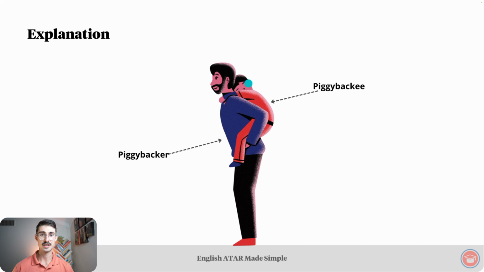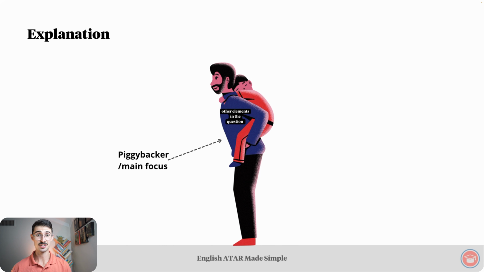This little kid is just chilling on the back having a nap. But the dad, he's the one lifting the weight. You'll acknowledge the existence of the piggybackee, but the piggybacker is the main focus. The same thing can be said in English ATAR of the relationship between the concept of representation and the other elements in the question. The piggybacker is the main focus of the question. The main focus of the question is the other elements in the question.